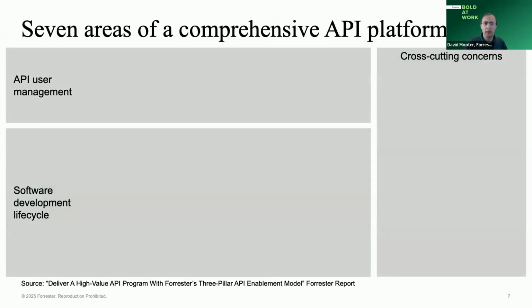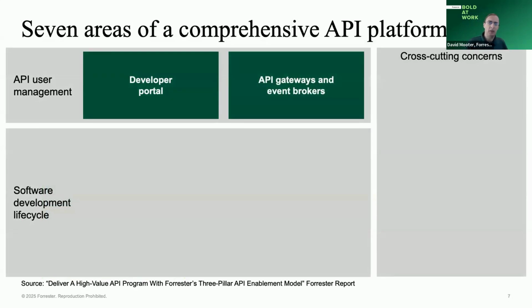So the first one would be user management, meaning the relationship between the user of the API and the API producer. And two key areas for that are the developer portal, which can vary based on if it's internally focused or externally focused. And then also API gateways, and I'd throw in event brokers. I view events as asynchronous APIs.